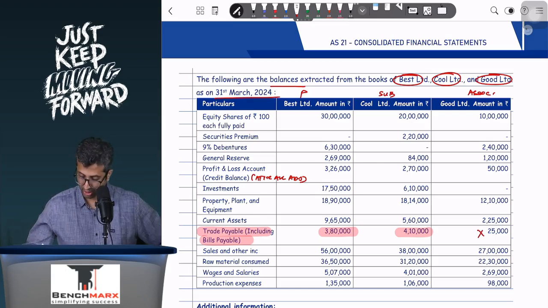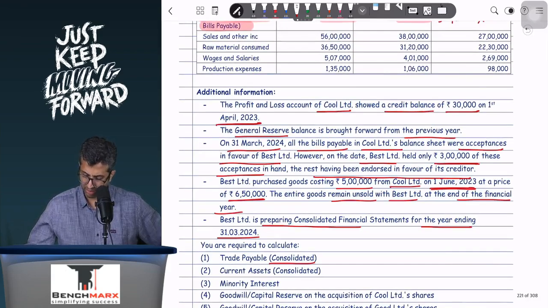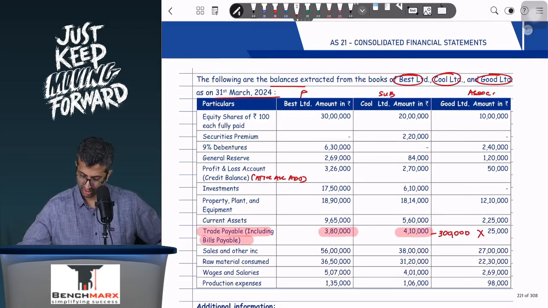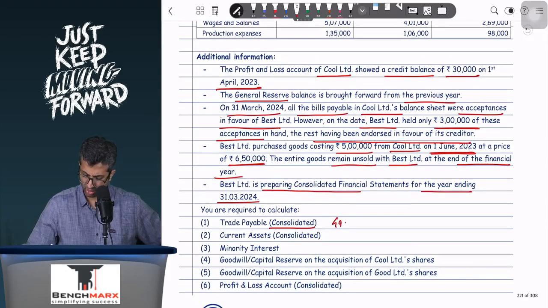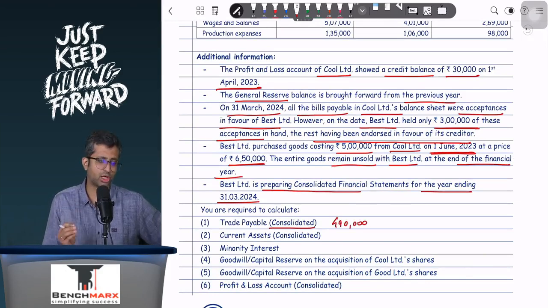However, even over here, I will have a minus 3 lakhs, if I'm not wrong, intercompany elimination for these bills. And as a result, this will be 3 lakh 80 plus 4 lakh 10 minus 3 lakhs. Can I say this is 4 lakh 90? That's about it. It's actually better that questions like this come, because you get a lot of stepwise marking for every working.